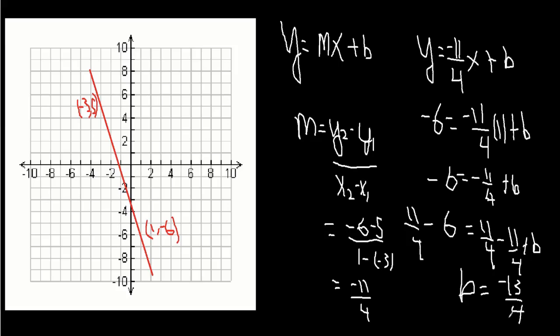So we have our m value, which is negative 11 over 4, and our b value, which is negative 13 over 4. So now I'm going to go ahead and write the final equation on our graph here. So we have y equals negative 11 over 4 x minus 13 over 4.